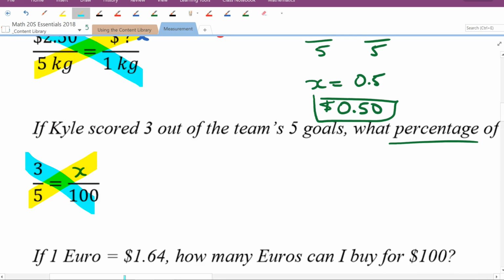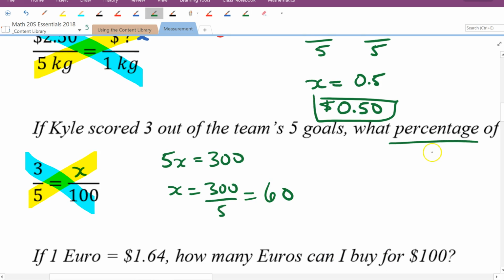I'll do my cross multiplying. 5 times x, 5x, is equal to 3 times 100, which is 300. So x is equal to 300 divided by 5, and the answer for that one is 60. Again, I have to say this is a percentage, just like the last one was money, so I had to put a dollar sign. This is a percentage, so 60% is my answer.